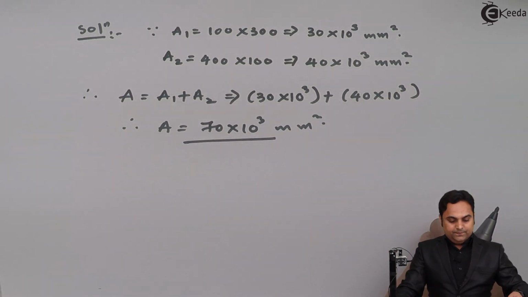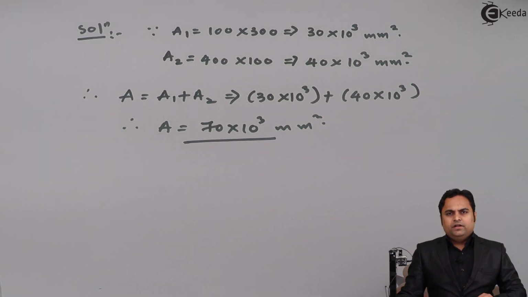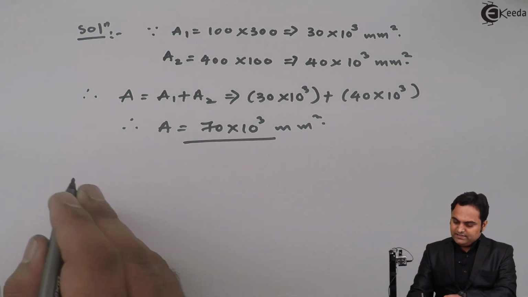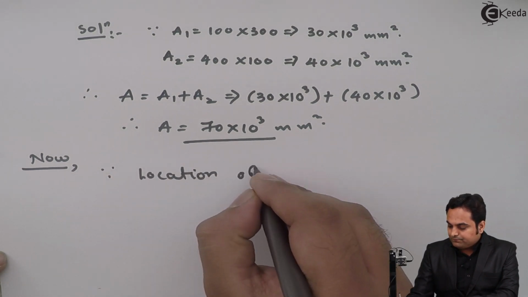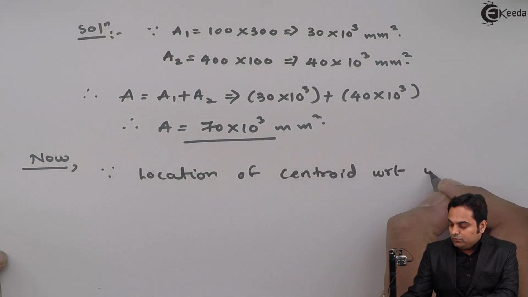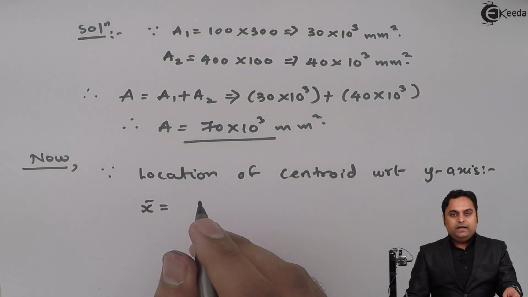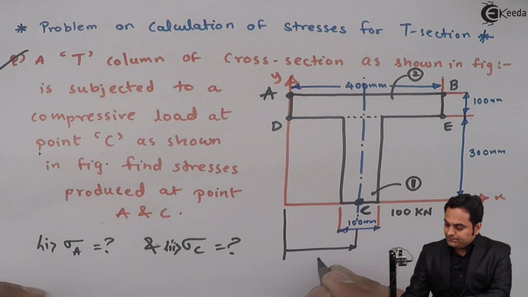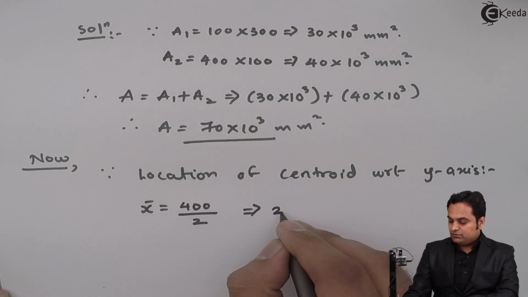After getting the total area, the next thing would be to locate the centroid for such kind of a problem. If they give a T section, I section or any other C section, then we need to know the location of the centroid. So the location of centroid with respect to the y-axis is given by x bar, which indicates the location of the y-axis, and that is 400 by 2, which is 200 mm.